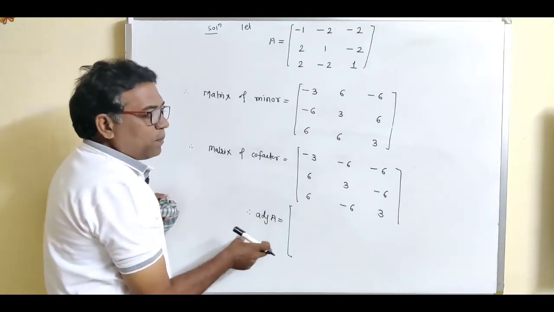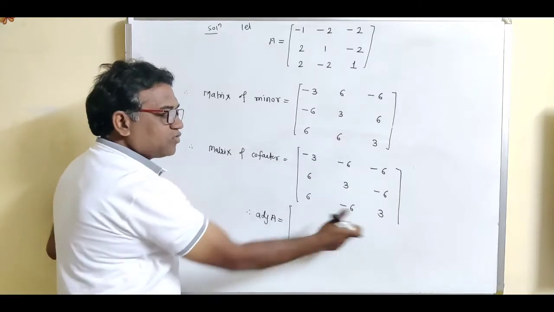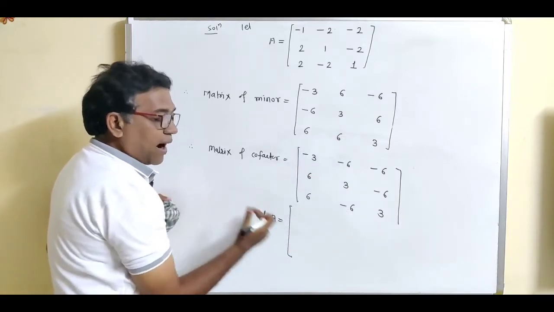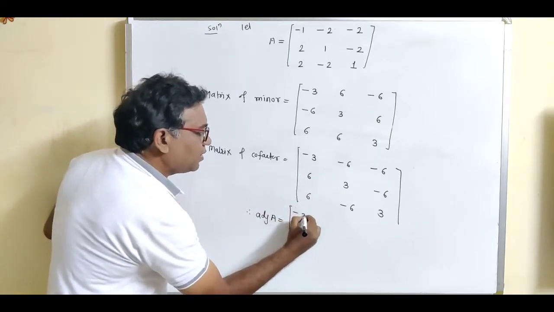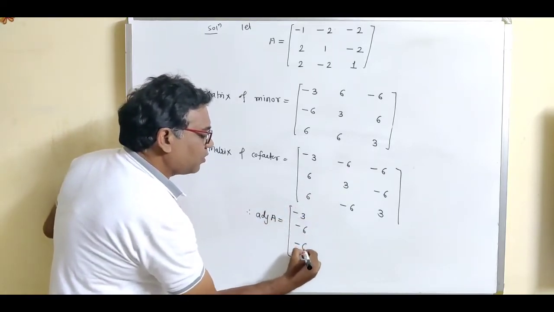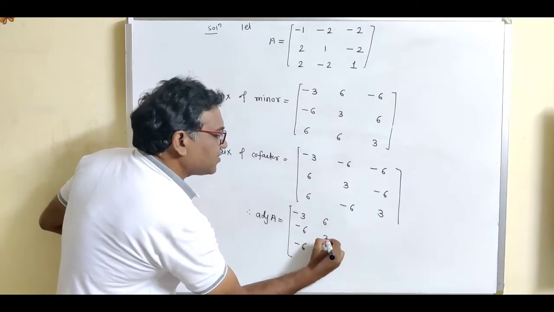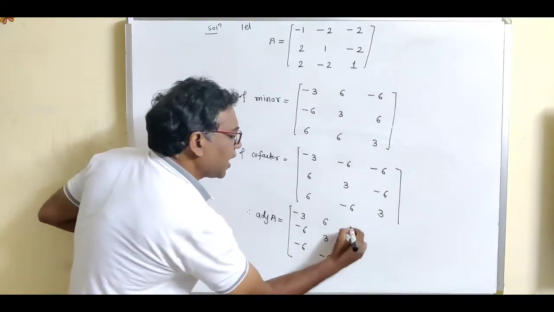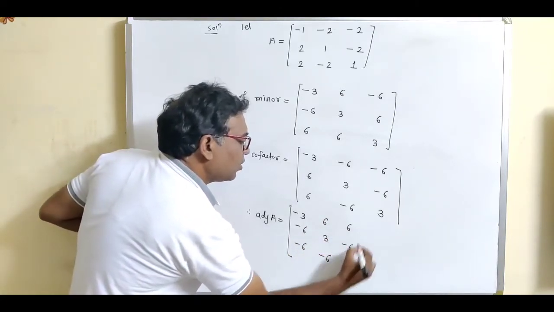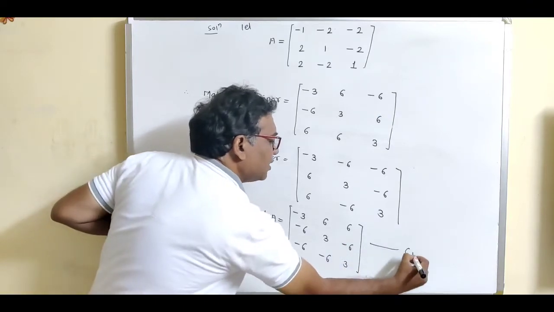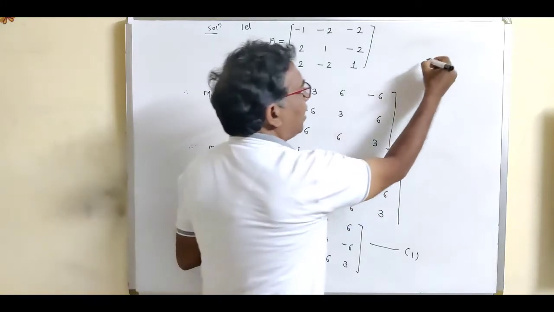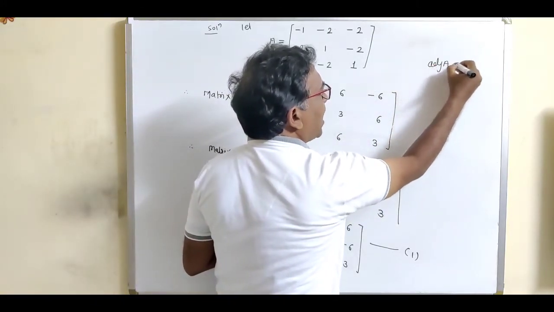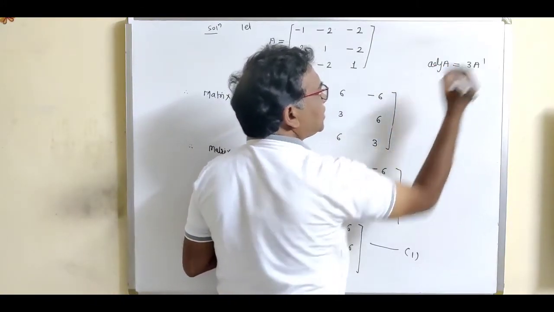So what is the adjoint of a matrix? If this is the matrix of cofactors, then how to get the adjoint? Just take its transpose. Transpose means write first row as first column, second row as second column, and third row as third column. So this is our left hand side. It is equation number 1. So see, what is the question? Our question is, show that adjoint of A is equal to 3A dash.